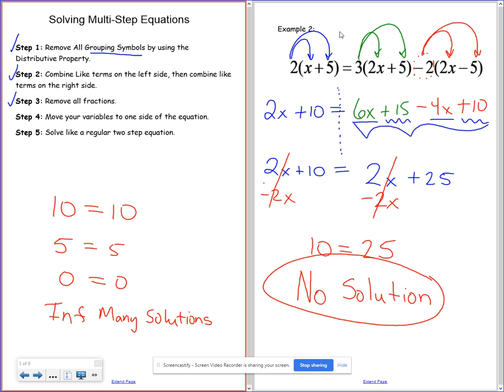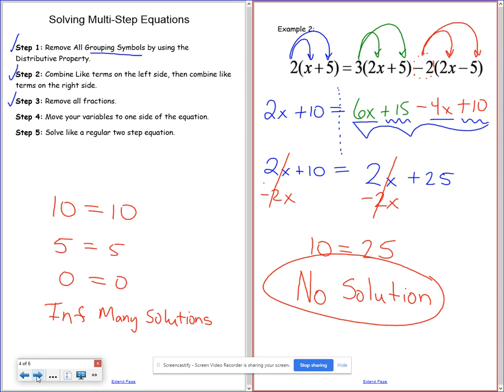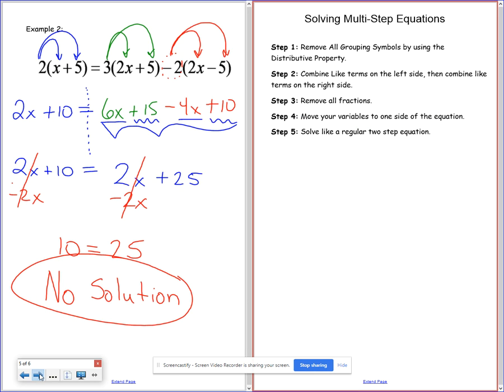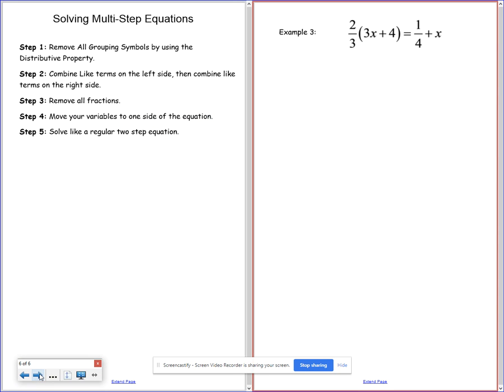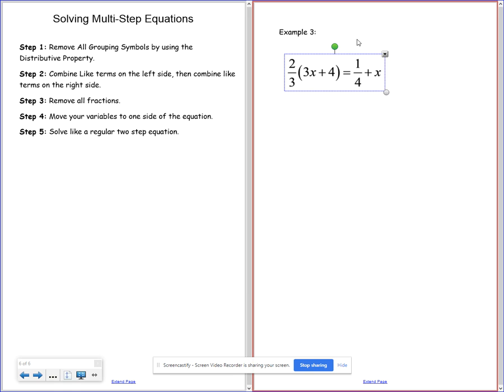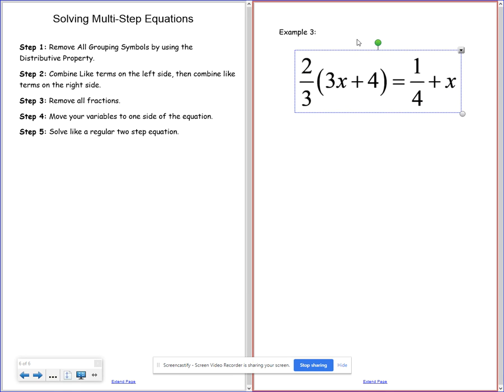All right, one more example. Let's look at example 3 here. Okay, again, step 1. Remove all grouping symbols by using the distributive property. So we're going to do that first. So we're going to get rid of my grouping symbols. So I'm going to take 2/3 times 3x. So you can think of that as 3x over 1. So 2 times 3 is 6, and then 3 times 1 is 3. So this gives us 6 over 3, which is 2. So this will be just 2x.